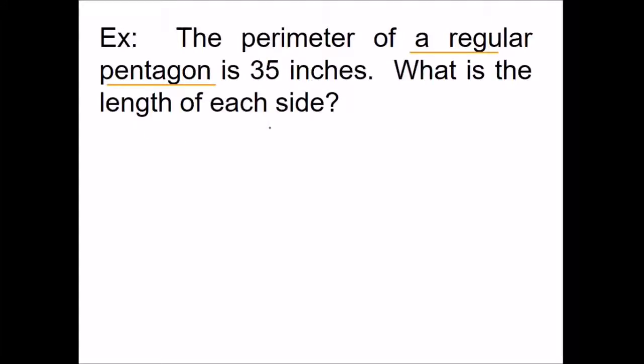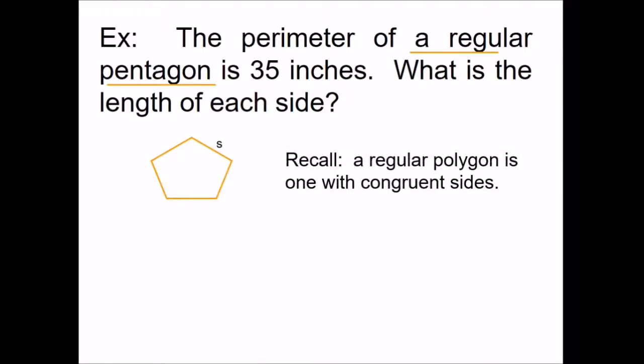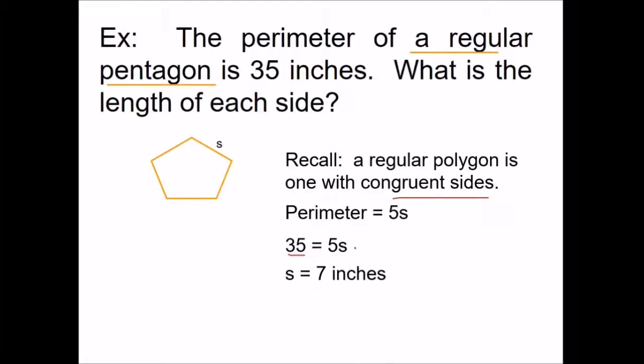So the perimeter of a regular pentagon is 35 inches. What is the length of each side? Now the perimeter is given, and a regular pentagon is given. Regular pentagon means all sides are equal. How many sides are there in a pentagon? There are 5 sides, all sides congruent, and the total perimeter is 35. So 35 equals 5 into S. You just have to divide 35 by 5, and you will get the side as 7 inches.